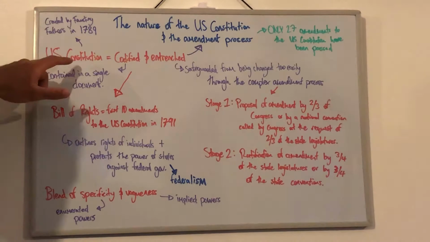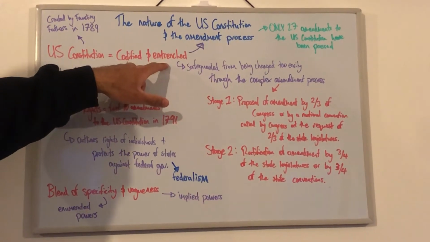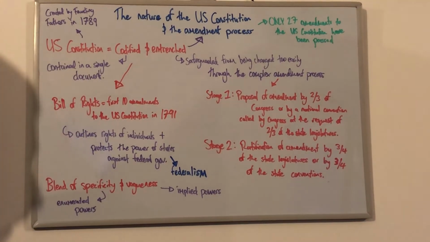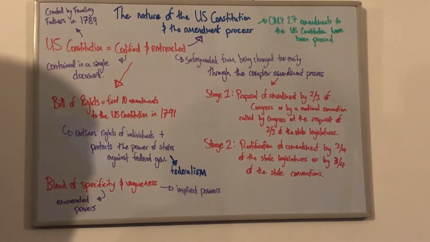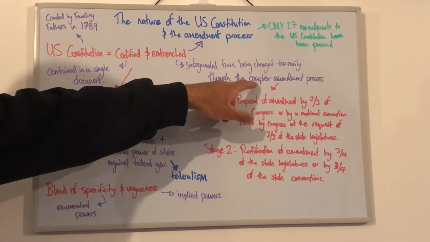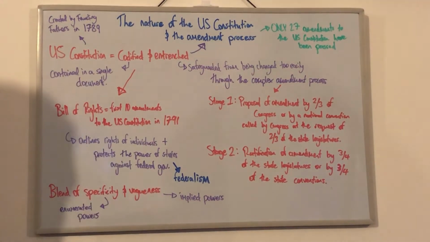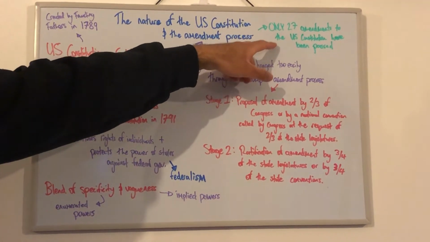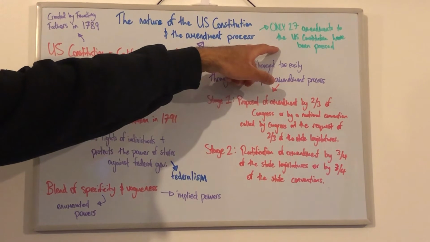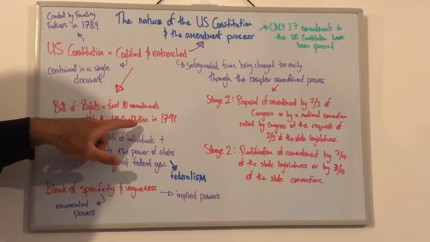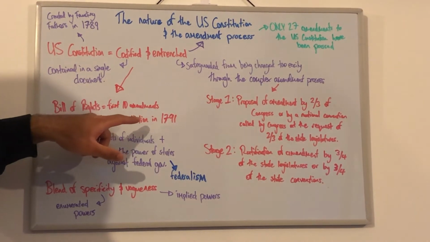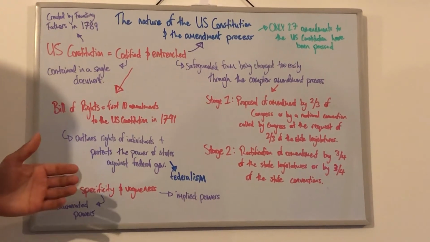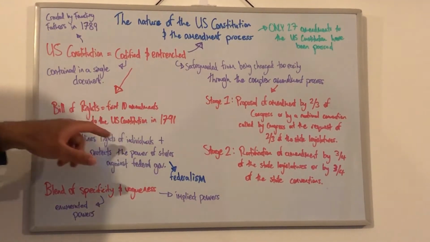In contrast then, the US Constitution is entrenched, which means that it's safeguarded from being changed too easily. And the mechanism through which it is safeguarded from being changed too easily is the complex amendment process. We also know that the US Constitution has only been amended a total of 27 times since the passing of the Bill of Rights in 1791.